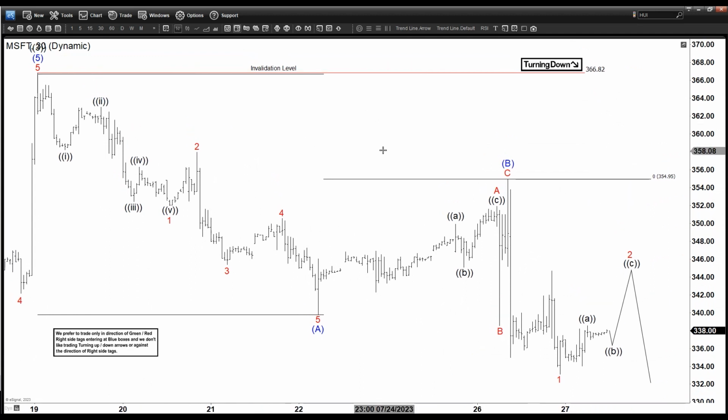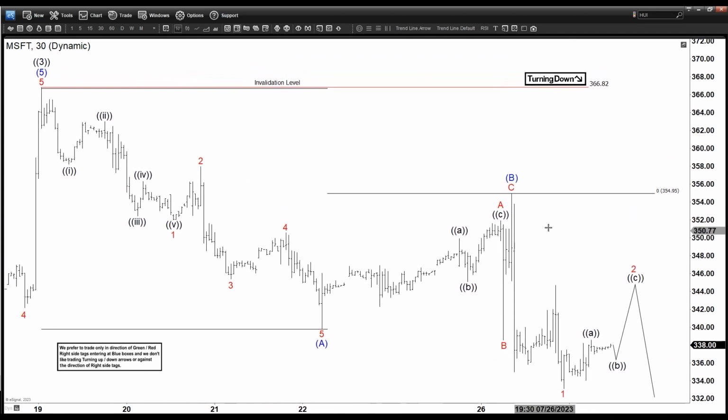We continue to be bullish overall, but acknowledge the pullback might possibly extend a little bit more in Microsoft here.